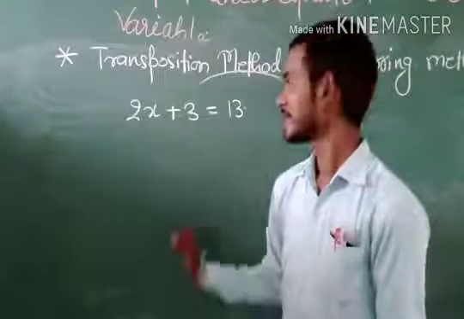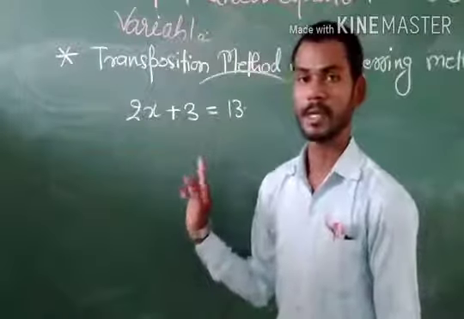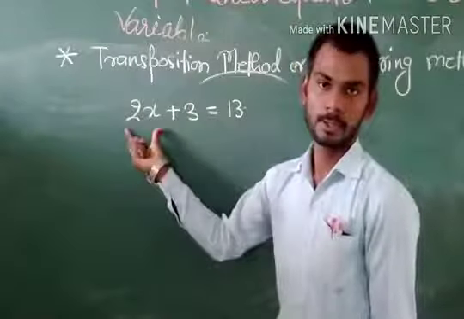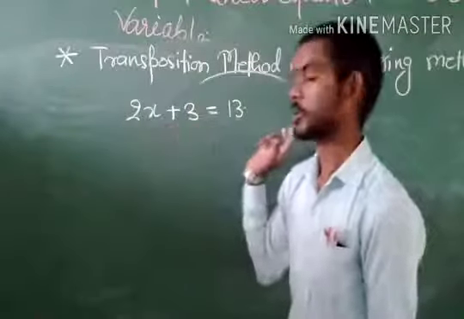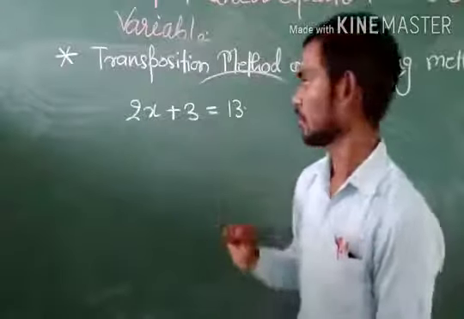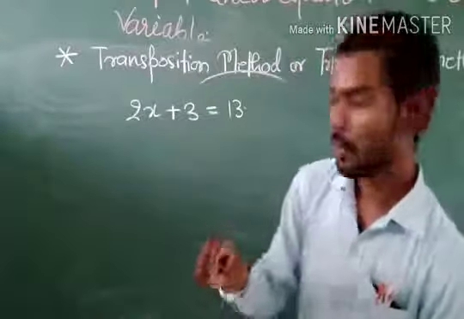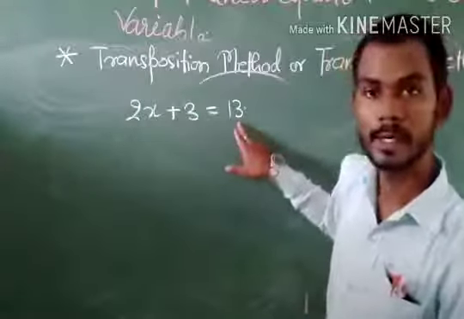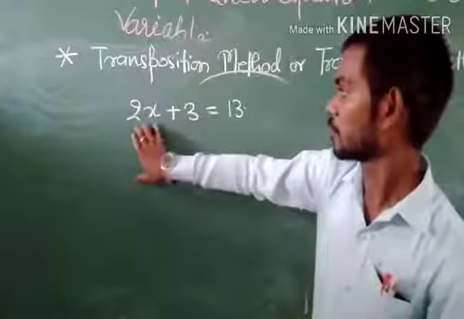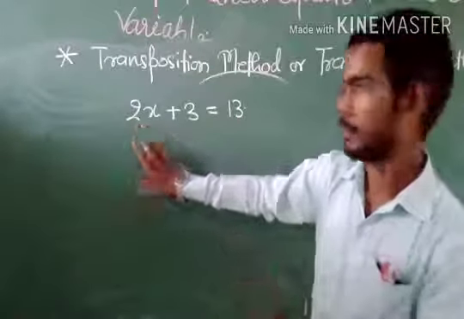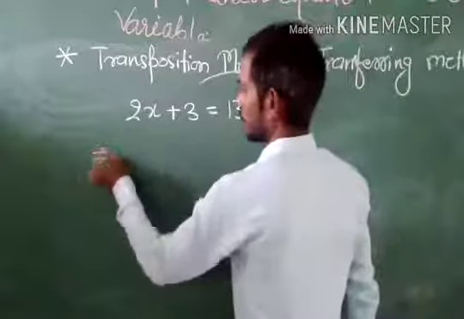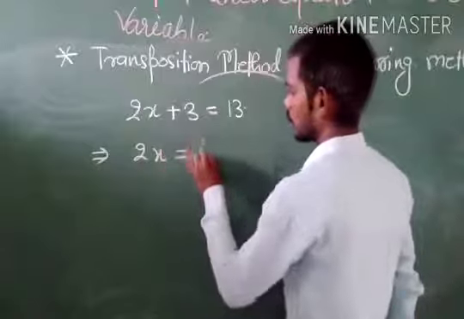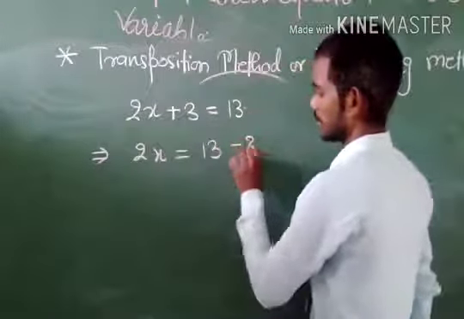Here we can see that in the equation there is only one term which is the variable, that is 2x, and all other terms are constant. So here we need to transfer only the constant term from the left hand side to the right hand side, and the 2x remains the same. Here we get 2x is equal to 13 minus 3.